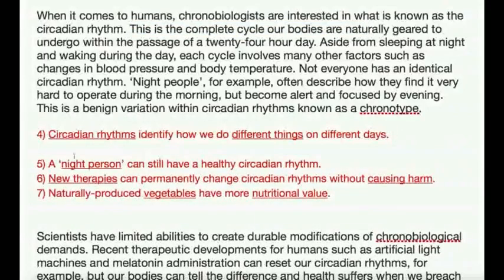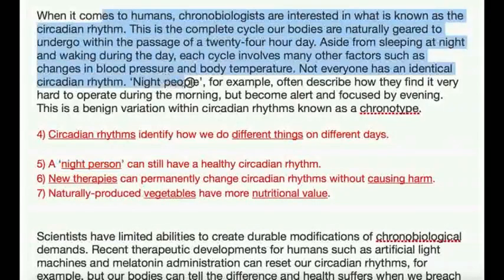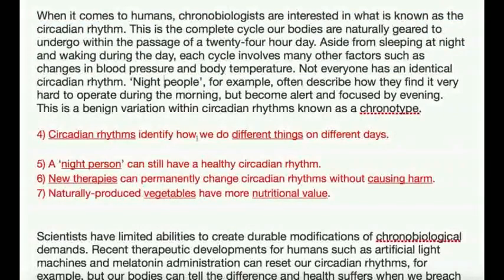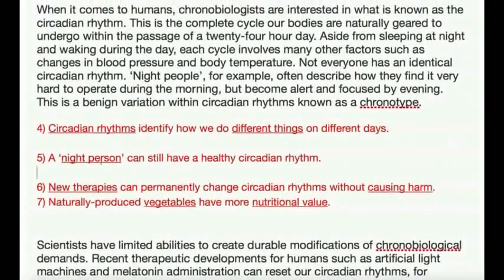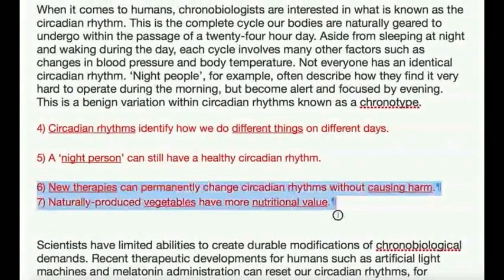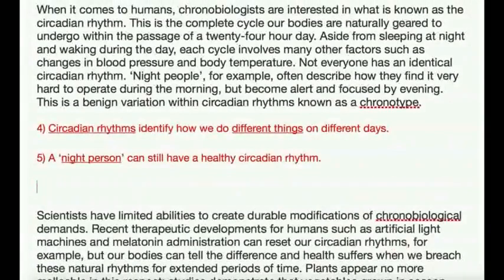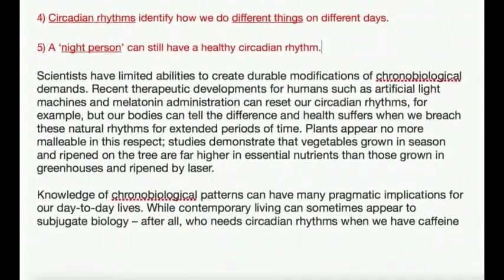Now the next one, we're looking for a night person. So if we skim through, then go through again quickly through the text. Night people. So that looks like that is where that information is. Can have a healthy circadian rhythm. Next, we're looking for new therapies can permanently damage. So if we go down, there's nothing about new therapies here. So we'll copy and paste that and look at the next paragraph.